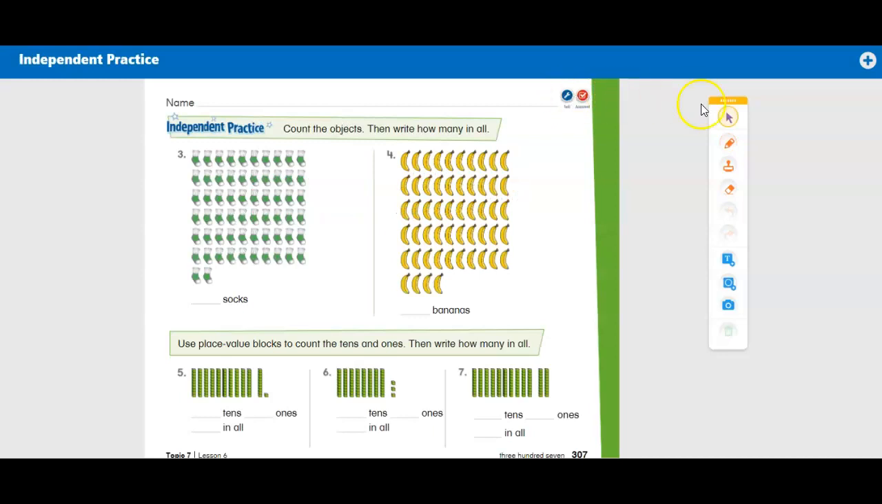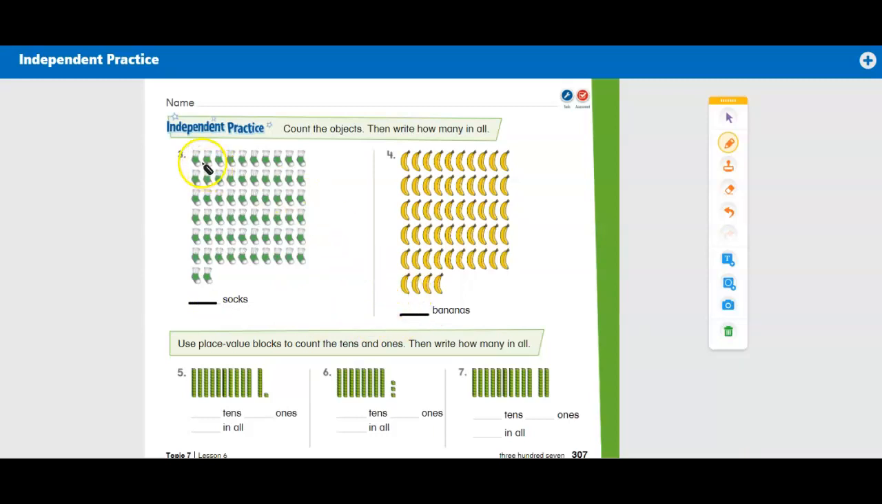For your independent practice on page 307, for numbers 3 and 4, the directions say to count the objects, then write how many in all. For number 3 and number 4, it wants you to count the total number of objects, then write the answer in the blank.